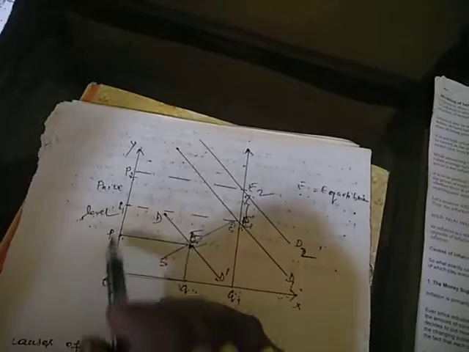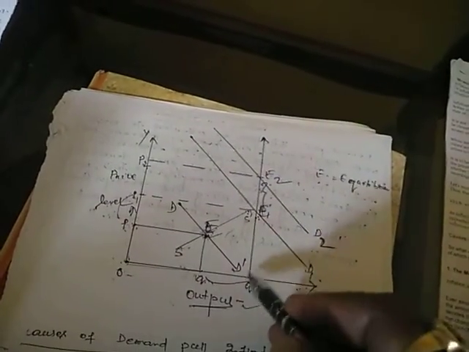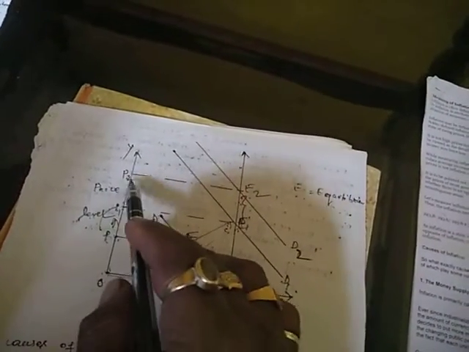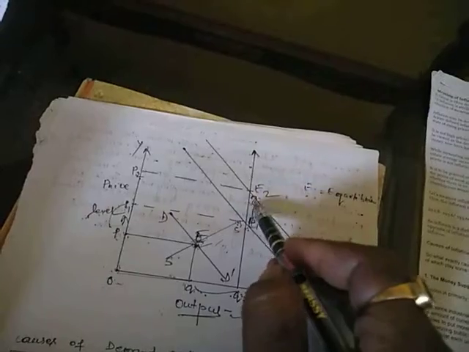But the difference is what happens at the OP level of price and OQ level of output. Here the price is P and the output is Q and the equilibrium point is E. But what happened from P to P1? When the price is increased from P to P1, at that time the quantity also increases from Q to Q1. But after that there is no chance to raise the quantity, it is constant at Q1. But here the price rises from P1 to P2. So that is the segment from E1 to E2, that is your what?